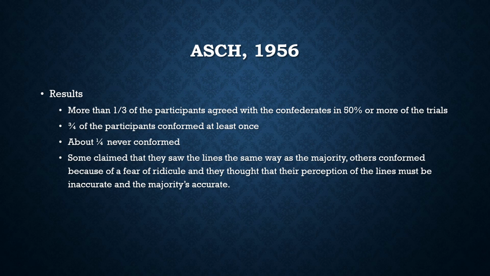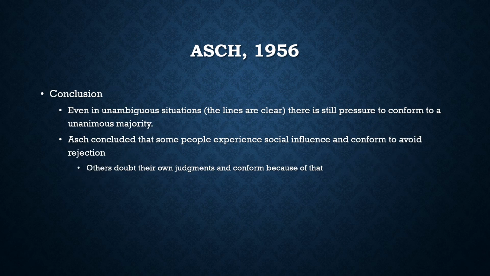And so some claim that they saw the lines the same way as the majority. Others conformed because of a fear of ridicule, and they thought that their perception of the lines must be inaccurate and the majority's accurate. So the conclusion was that even in unambiguous situations where the lines were clear, there was still pressure to conform to a unanimous majority. And Asch concluded that some people experience social influence and conform to avoid rejection.